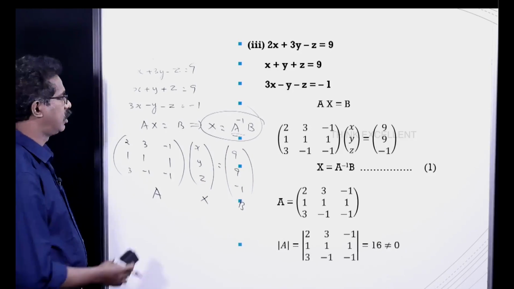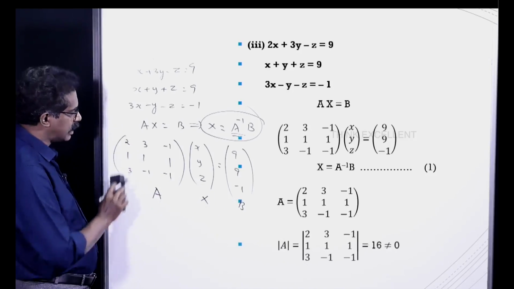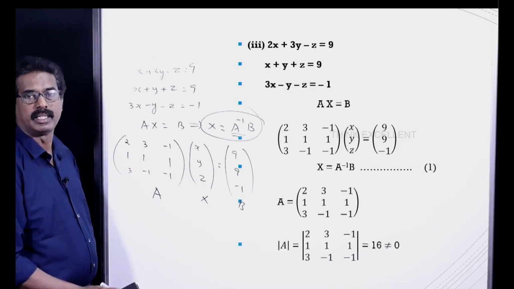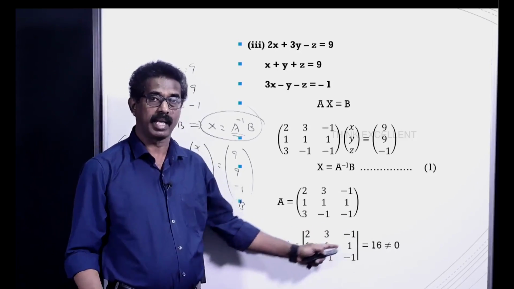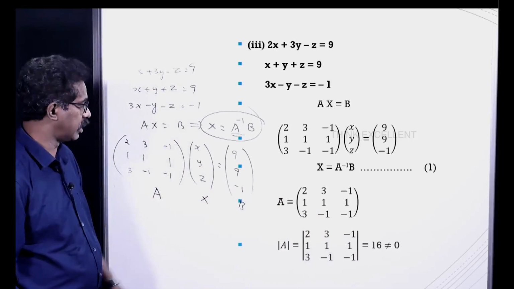So first you find what? Determinant A. So write it as a determinant and expand it. Here you are getting 16. You write the steps. Okay, I can write here. You expand and see you are getting 16.